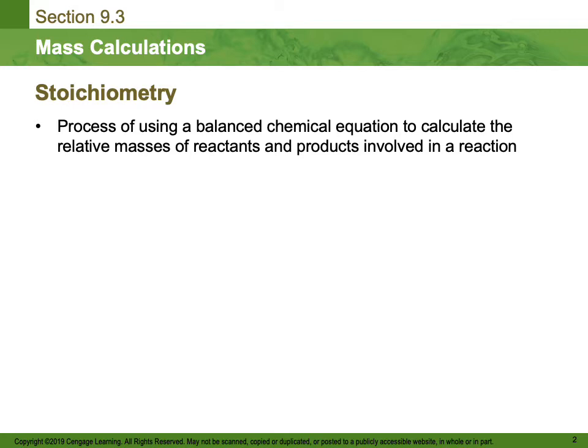Stoichiometry is the process of using a balanced chemical equation to calculate the relative masses of reactants and products involved in a reaction. So we've done kind of stoichiometry light, where we've started with moles and ended up with moles. The full stoichiometry, you start with mass and end up with mass, because typically in lab, that's what we do. So in order to do this, we're going to use the pathway that I'm writing out for you below.